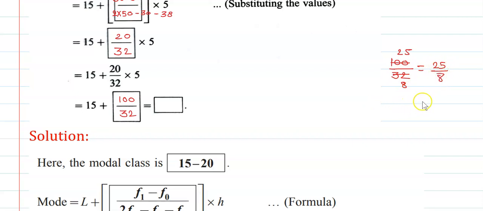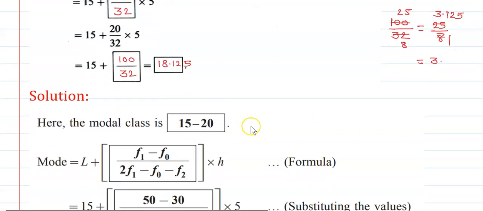Now simplify this. Therefore, here 3.125. And if we add it with the 15, then you will get 18.125. This way you can simplify it.